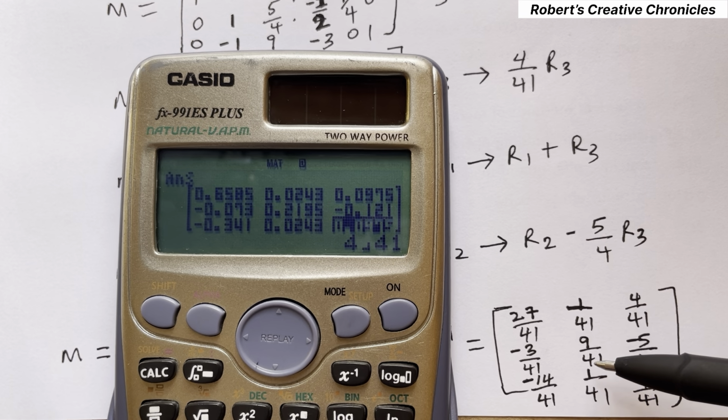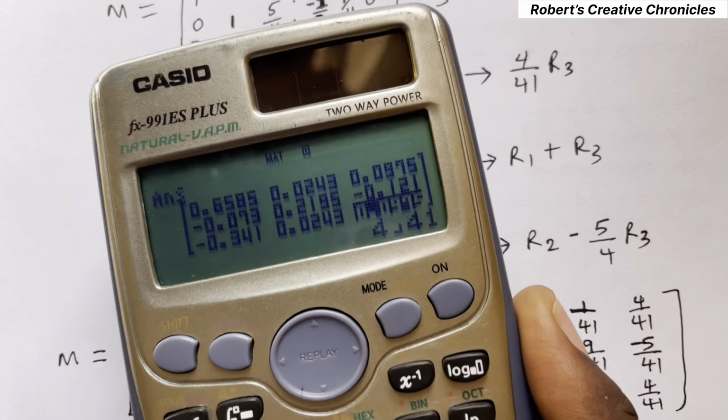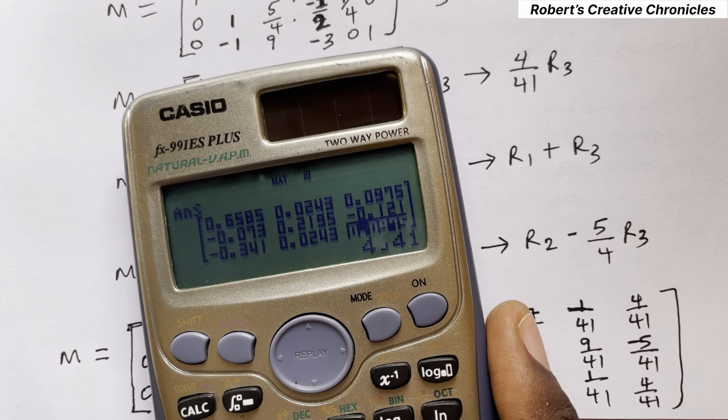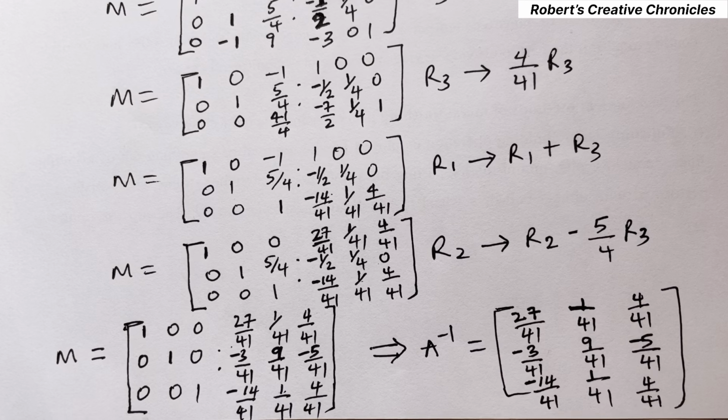So we have successfully used the elementary row operations to find the inverse of this matrix, and we have cross-checked it using this calculator. So I hope you understood this episode.